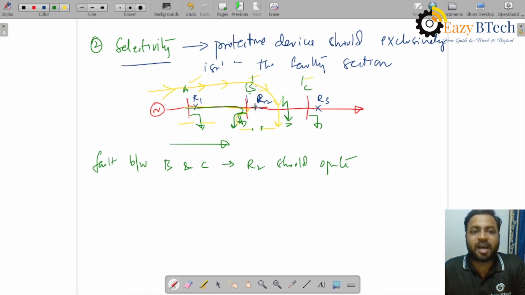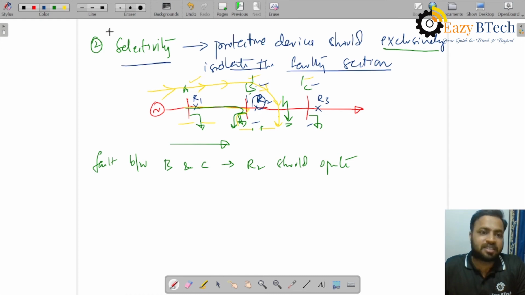The protective system should exclusively isolate the faulty section. The faulty section is B and C, so relay R2 has to operate, and this section has to be isolated. If the protective system is able to isolate only the faulty section B and C, then it is said to be a selective system. That is one aspect of selectivity.